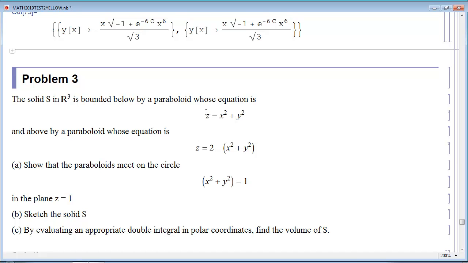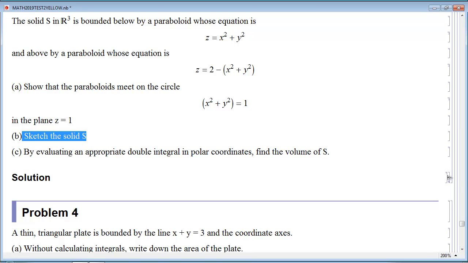So problem 3 is about a solid S in 3 dimensions, which is bounded below by a paraboloid whose equation is this, and above by a paraboloid whose equation is this. And we're asked to show that they meet on the circle, this, whose equation is this, in the plane z equals 1. The next thing is we're asked to sketch the solid, and then by evaluating an appropriate double integral in polar coordinates, we've got to find the volume of this solid.